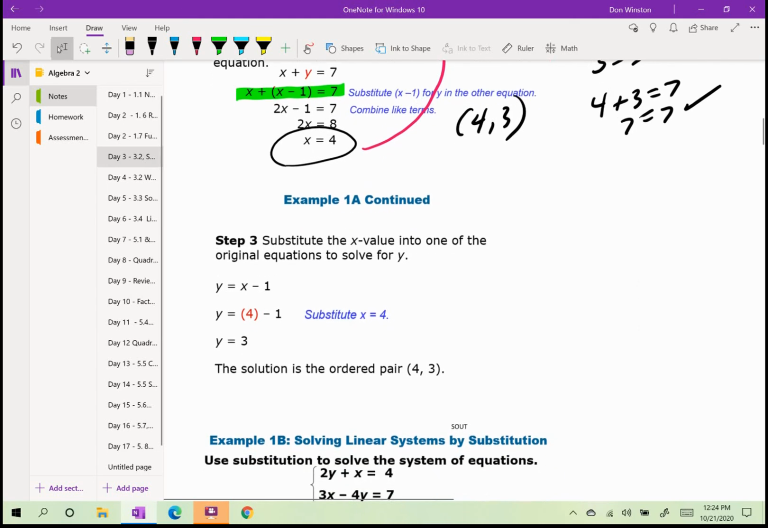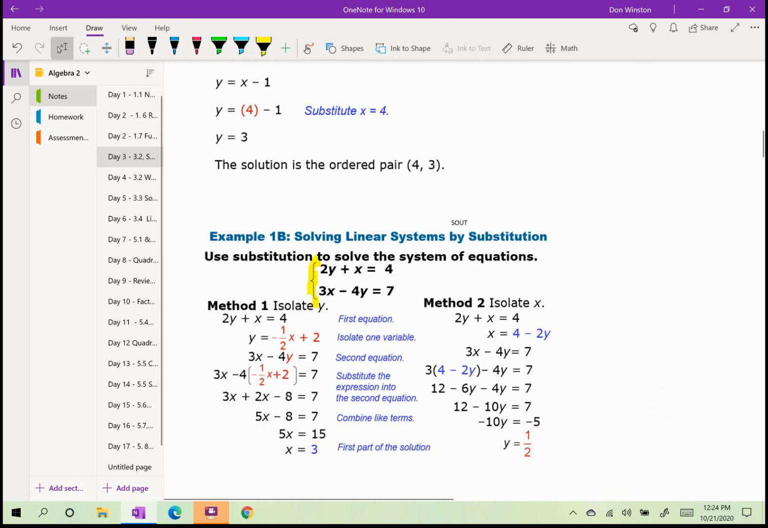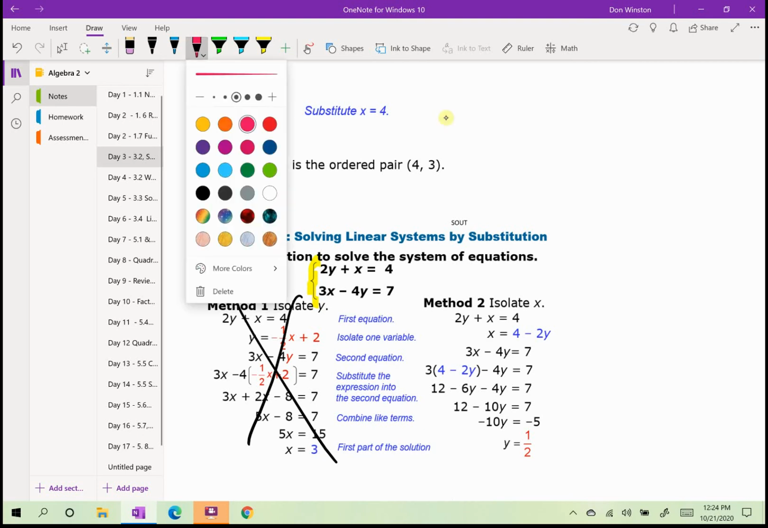So let's look at this one here. Here I have two equations. Okay, I'm solving a system of equations. But neither equation is solved for either x or y. I'm going to ignore this here, because here we're just going to take equation number 1 and solve for x.